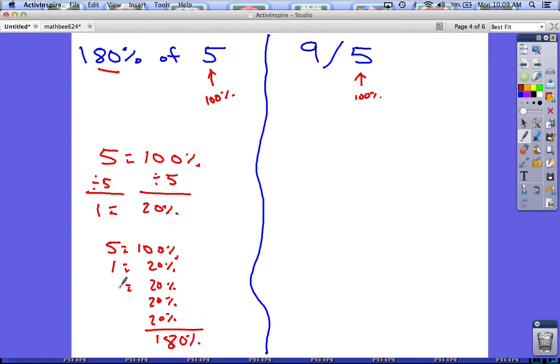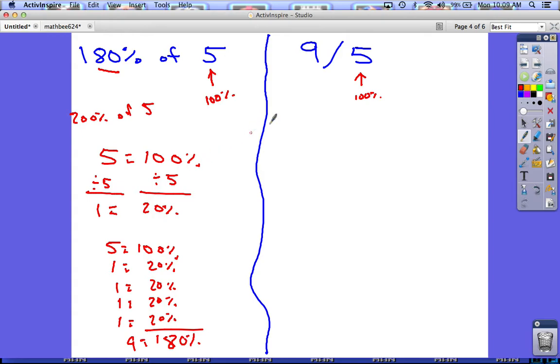Now each one of these 20% is 1, which we figured out. So 5, 6, 7, 8, 9. So 9 is 180%. And you should be able to estimate at the start that if this question asks for 200% of 5, well, 100% is 5, 200% would be 10. So we would expect our answer to be pretty close to 10, and it is. It's 9.